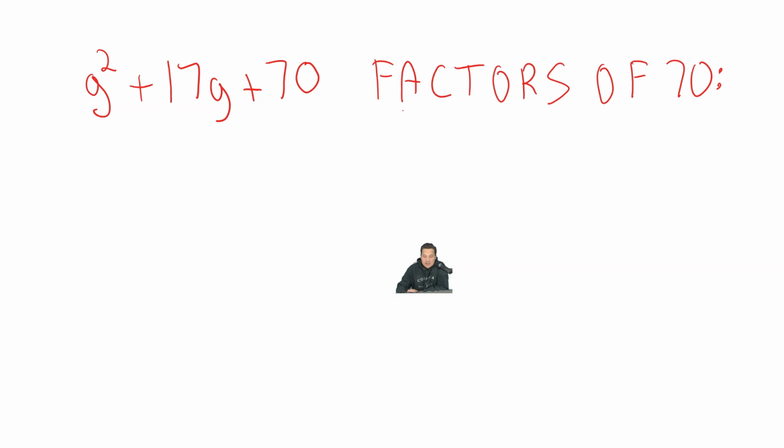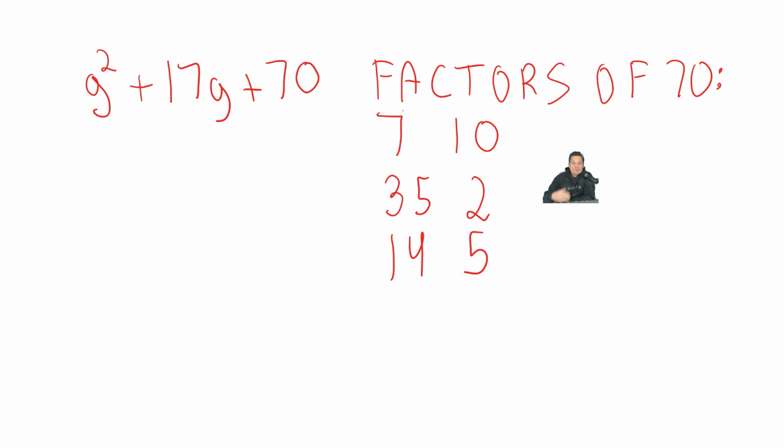So let's see here. I might say 7 and 10, because 7 times 10 is 70. I might say 35 times 2, because 35 times 2 is 70. Let's see, I might say 14 times 5, because 14 times 5 is 70. So how do you know which pair of numbers is the right one? Well, besides just multiplying to 70, the sum has to be 17, which is the coefficient on g. Only one that has that here, therefore, is this one, because 7 plus 10 is 17. That matches. The 7 and the 10 are the numbers we need.